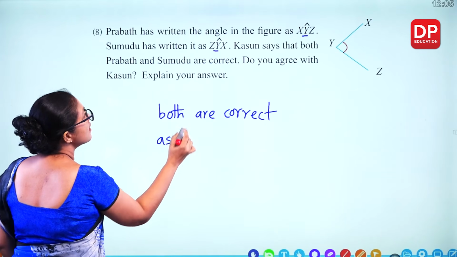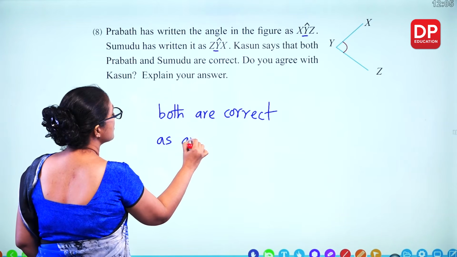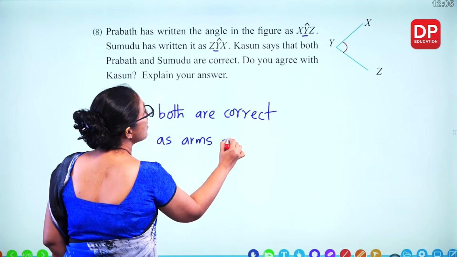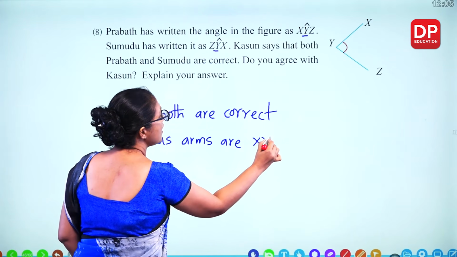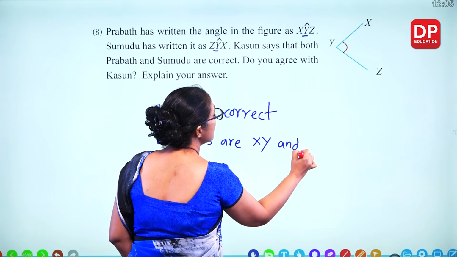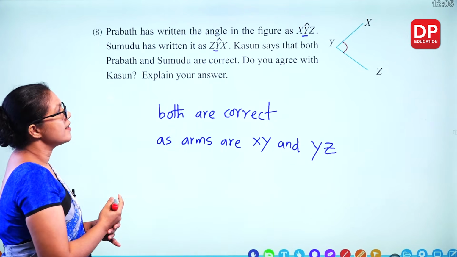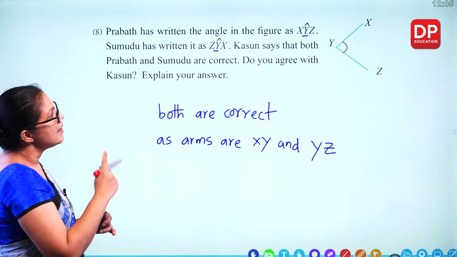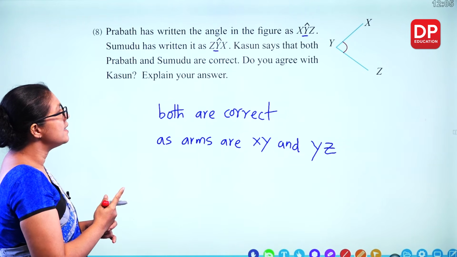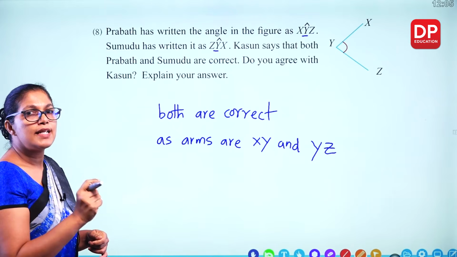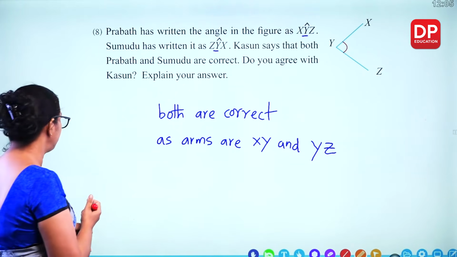As arms are XY and YZ. You can start from any letter. But the important thing is the middle letter should be Y.